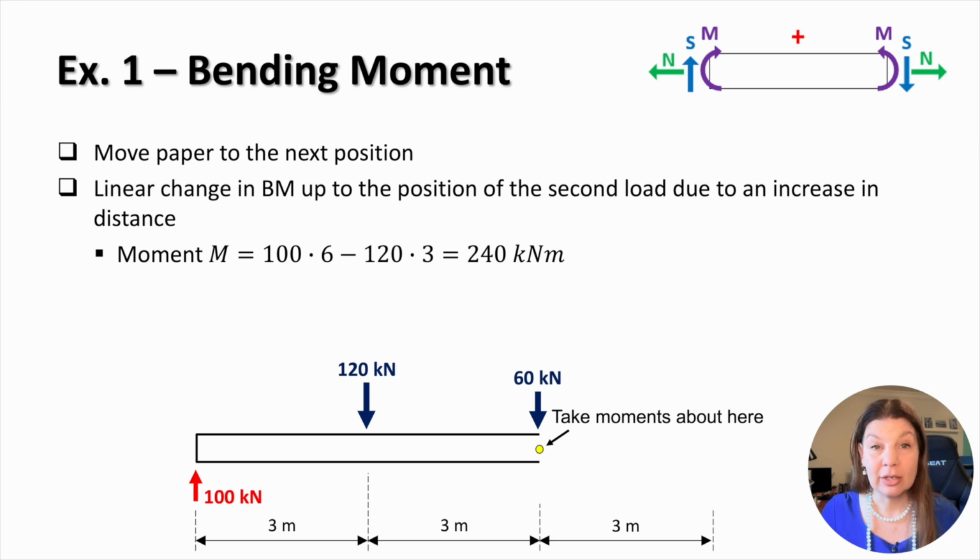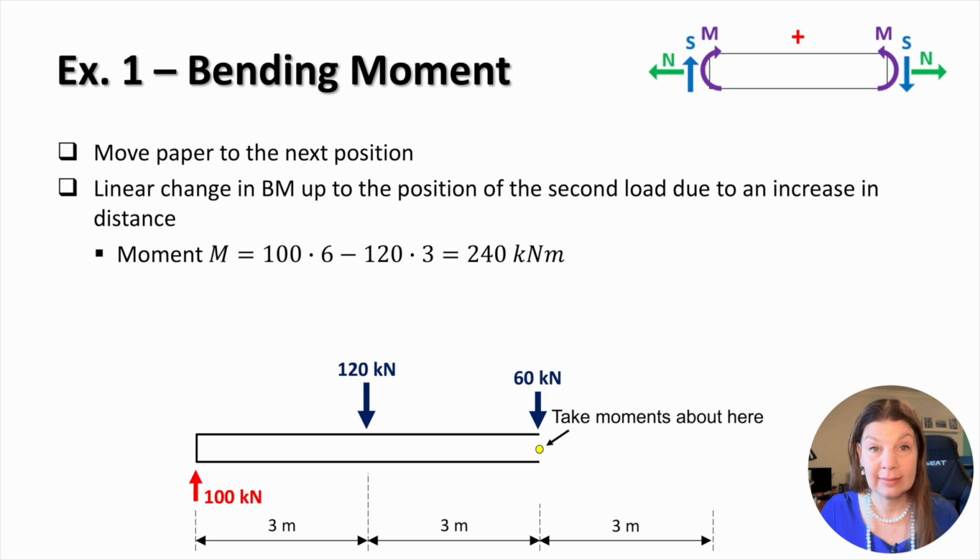Next, we move to the second load, which is located at 6 meters from support A. The bending moment at this section is obtained by summing the moments of the forces acting to the left of the section. The reaction at A, 100, with a lever arm of 6, produces a positive moment, and the 120 kilonewtons with a 3-meter lever arm produces a negative moment. Combining the contributions gives us a bending moment of 240 kilonewton meters, which is still positive, indicating that we're still in sagging bending.